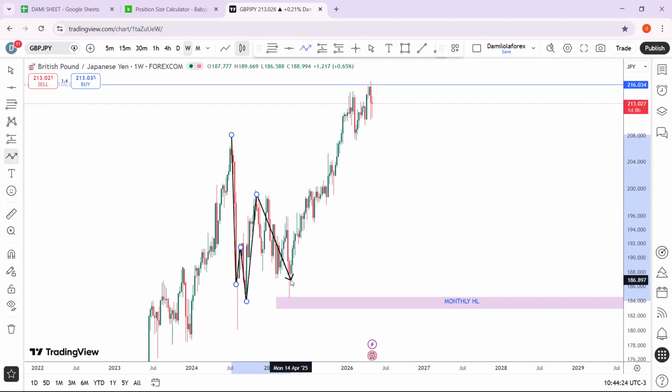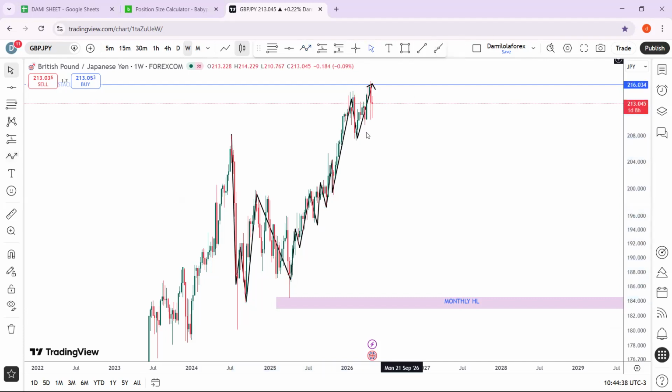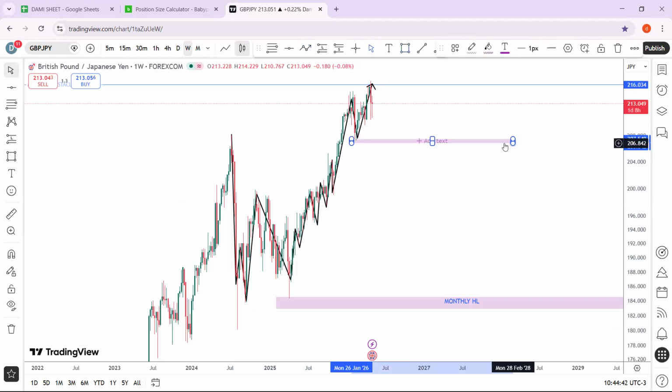Okay, so after this discount, what did we see? We saw price continuously moving on bullish structures. Push, exhaustion, push, exhaustion, push, exhaustion, push, exhaustion. All of these push exhaustion pushes went to the monthly obstacle level. Okay, so this level right here, as we can see, is the last higher low point of price.